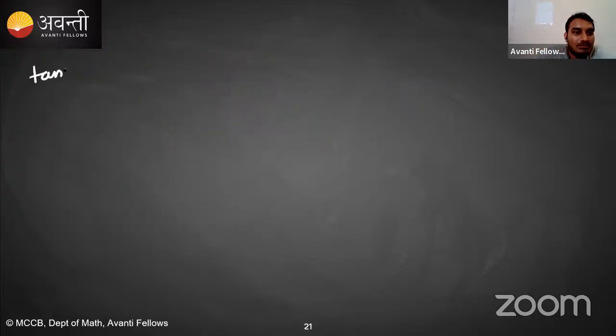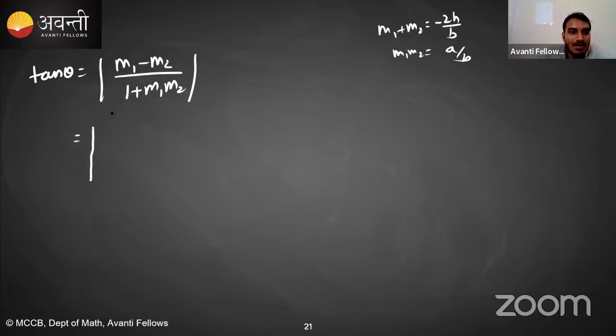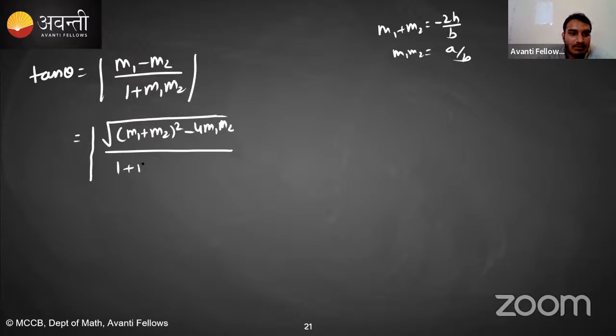So what is tan theta, everyone? Tan theta is m1 minus m2 upon 1 plus m1 m2, right? So we know that m1 plus m2 is nothing but minus 2h upon b. What is m1 m2? It is nothing but a by b. Everybody please focus here. Now m1 minus m2 can be written as under root of m1 plus m2 whole square minus 4 m1 m2, divided by 1 plus m1 m2.